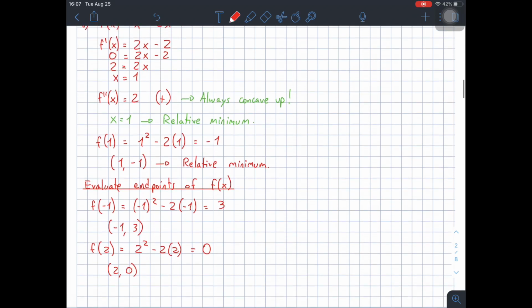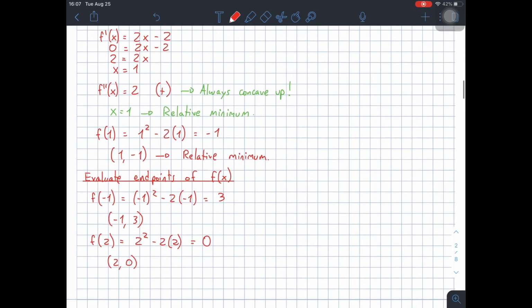Now, if we compare the three points we got, we can finally see which one corresponds to an absolute minimum. If we compare the y coordinates, this is -1, this is 3, and this is 0. So after comparing the three, we can conclude that this point is an absolute minimum because it's the lowest value of y. Okay?